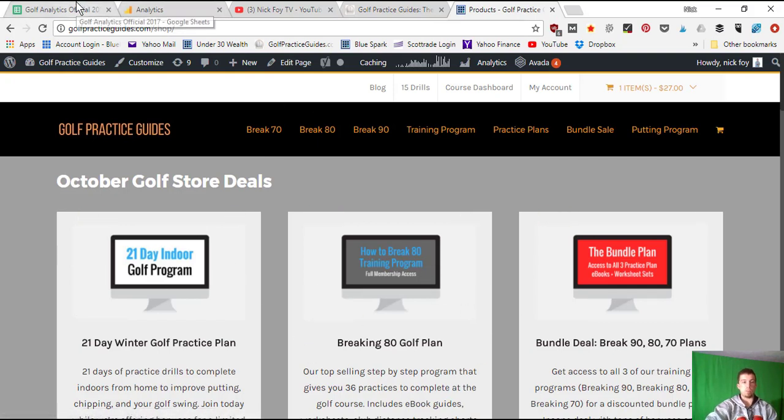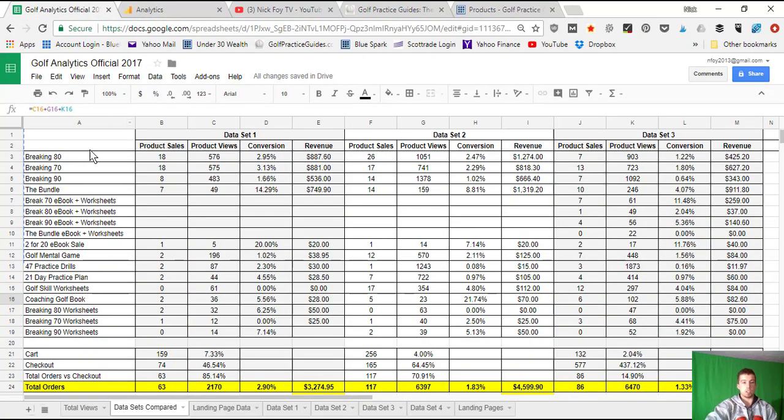So now what I've done is I've gone ahead and broken up the data. Here are all the different products that I'm currently selling. You can see there are about 16 different products here: different programs, different worksheets, different ebooks. So I've got a good mix of products.